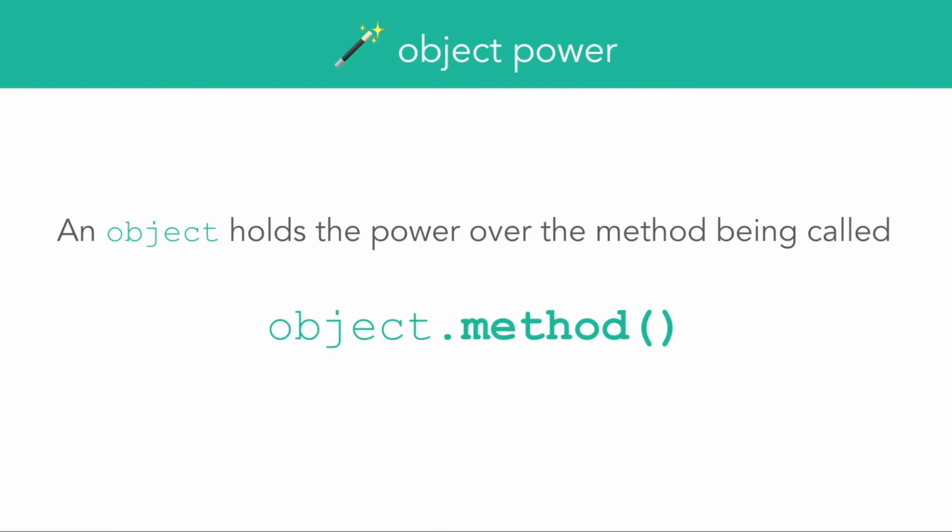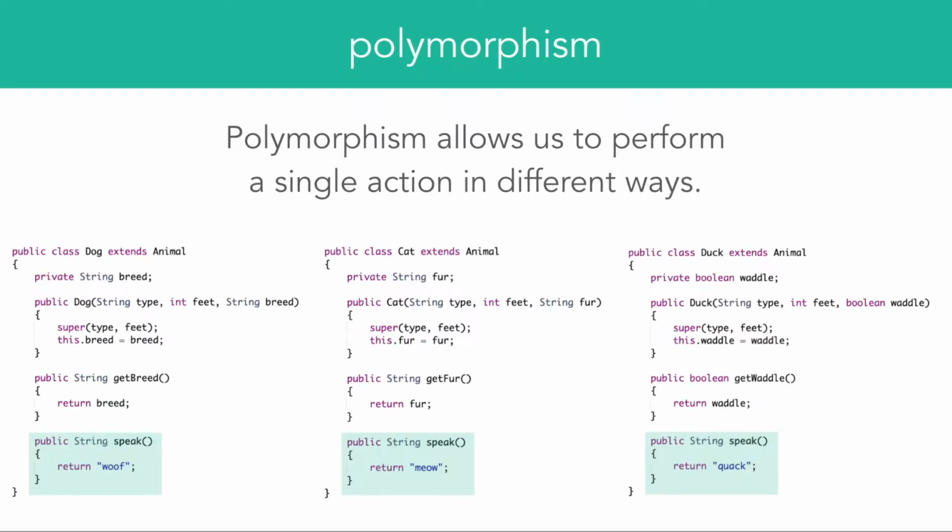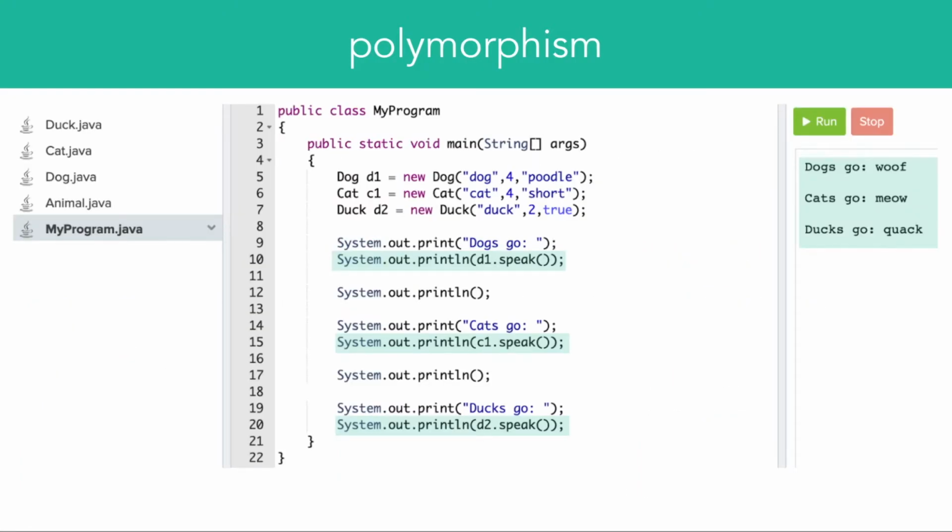We stated that the object calling the method holds the power over that method. Remember the overriding speak method across the superclass animal and the subclasses dog, cat, and duck. Notice how the overridden method speak will return different string values specific to the type of object that calls it. In other words, the method speak can take on many forms based on the object that calls it.